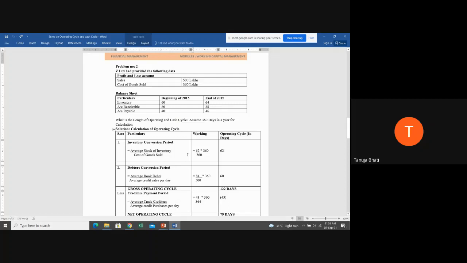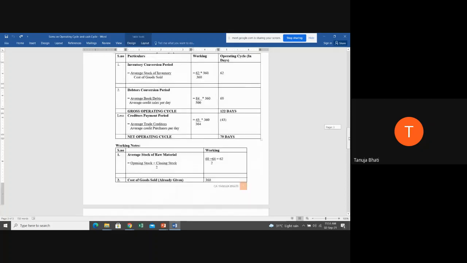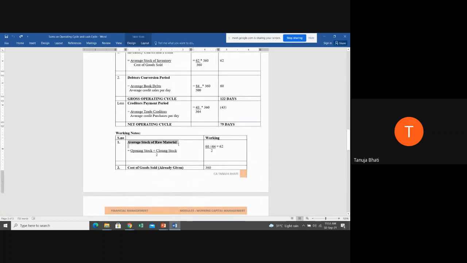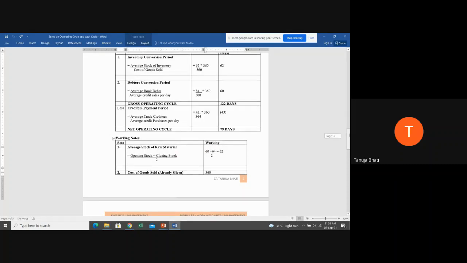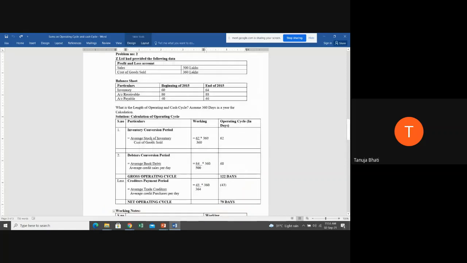So first we'll see the average stock: opening stock plus closing stock divided by 2. So 60 plus 64 divided by 2, you get 62. So you take the average stock of inventory as 62 divided by cost of goods sold, which is 360. Then 360 into 360, because we have to calculate the cycle in days, you have to multiply with the days, that is 360 days in a year. So 62.